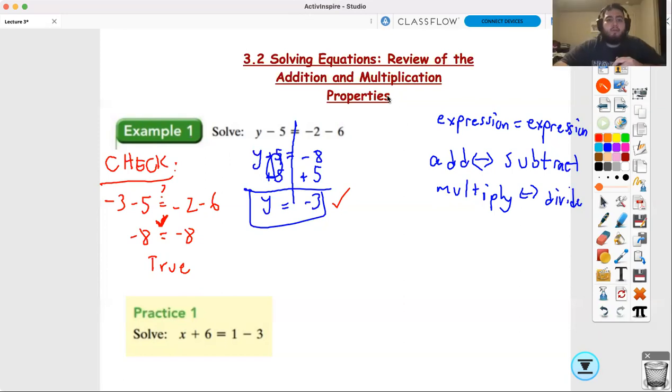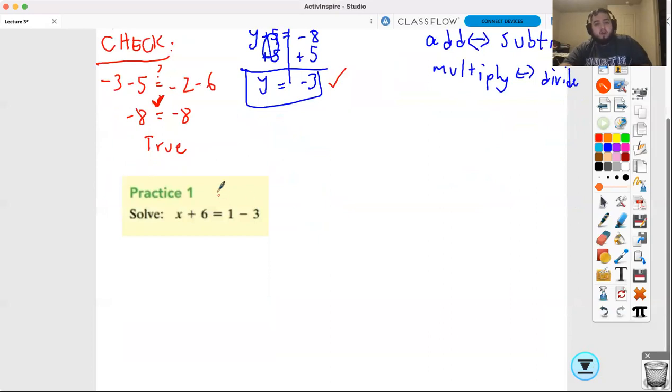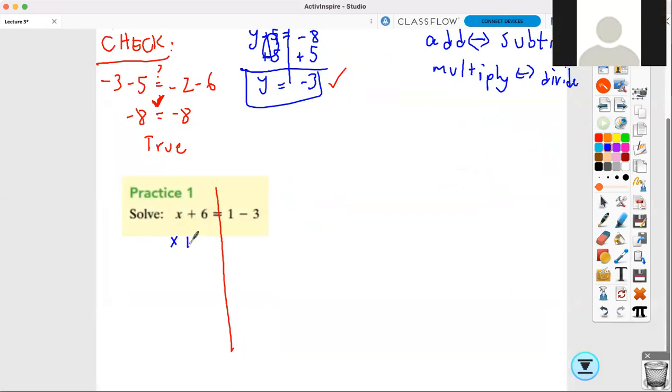All right, let's go ahead and work it out, guys. So we have this practice problem, right? So the first thing we do is draw the line down the equal sign. Can I combine anything on the left side? No, right? So bring it down. Can I combine anything on the right side?